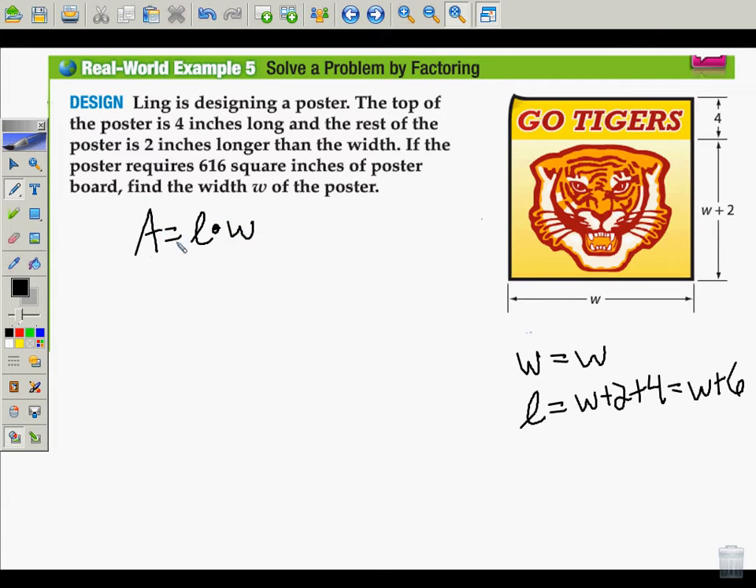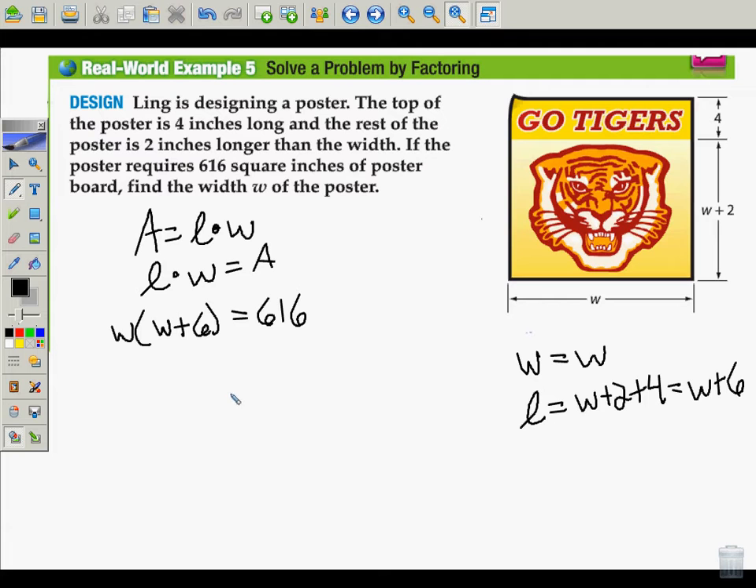I'm going to rewrite this as length times width equals area. So I've got my length times my width, and I'm going to rewrite it as width times length. So W times the quantity of W plus 6 equals 616.